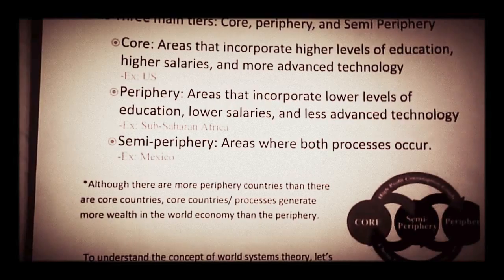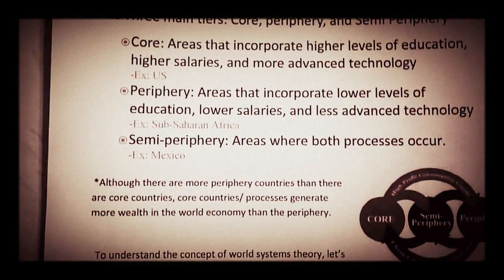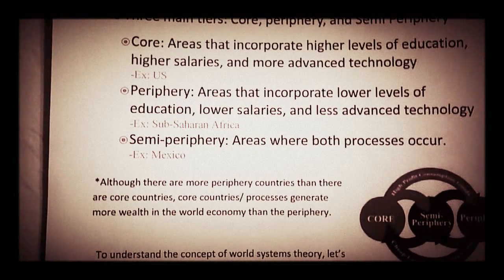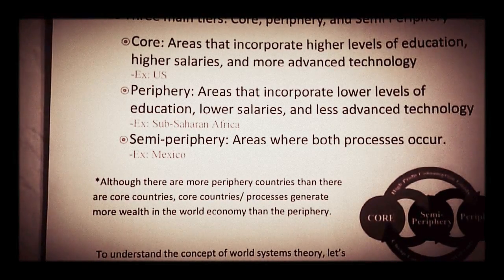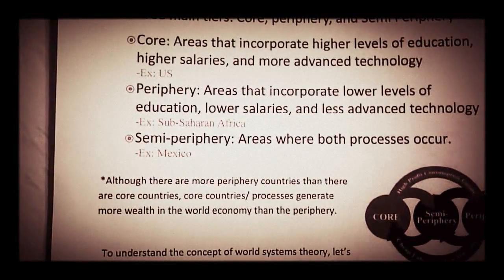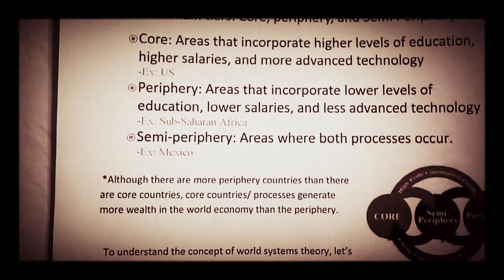The world systems theory has three main tiers. These tiers are core, periphery, and semi-periphery. Core areas incorporate higher levels of education, have higher salaries, and have access to more advanced technology. An example of a core region would be the United States.